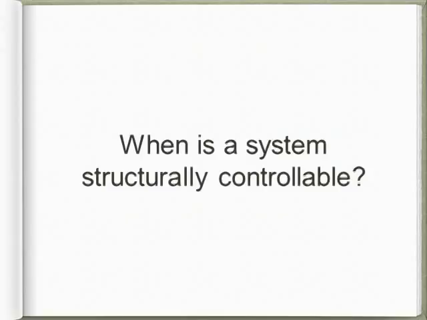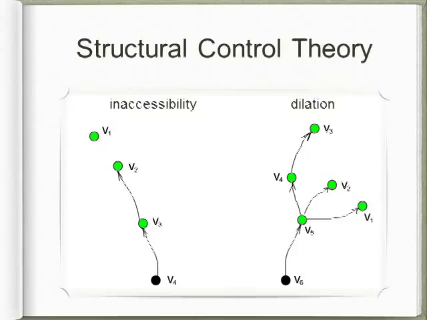Okay. Then the question is, when is the system structurally controllable? Lin proved the necessary and sufficient condition to check whether a structured system is structurally controllable or not. To introduce the main result of the structural controllability theorem, I have to introduce a few concepts. They are very simple. First is about inaccessibility.